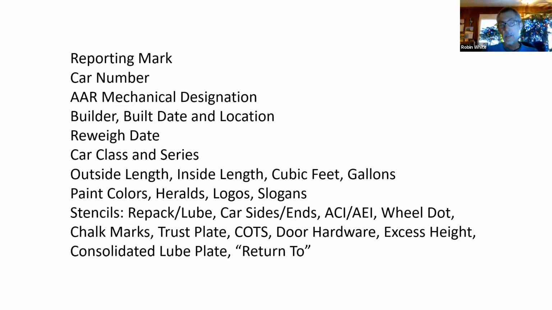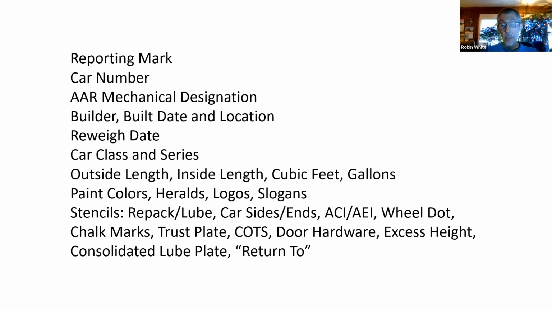And then so many stencils on the side of the car that are so informative. Back in the day of journals, they had the repack date. Then later with roller bearings, the lube date was put on. The car sides and the car ends have various stencils related to all different mechanical features. Over the years, they've tried different ID things, such as the ACI barcodes of the 60s and 70s, and the AEI devices today that use RFID technology for ID.